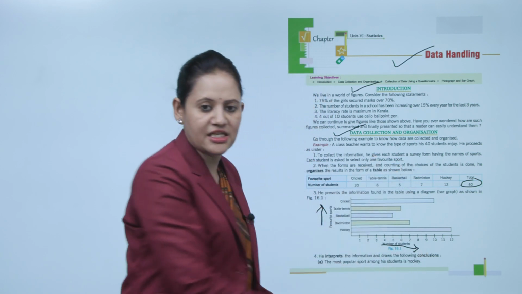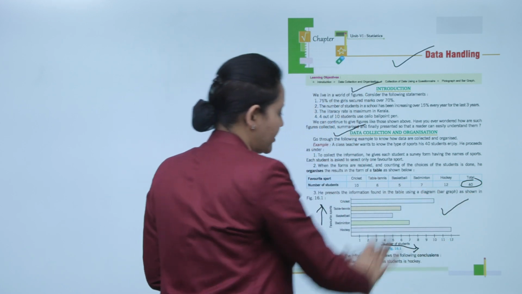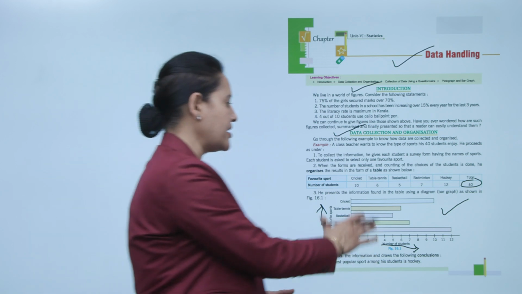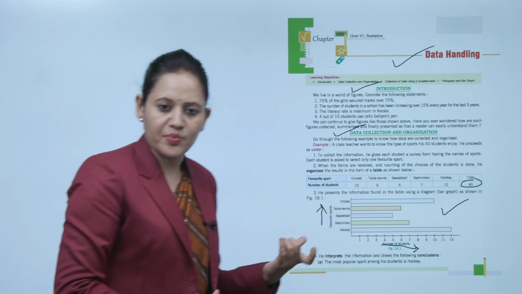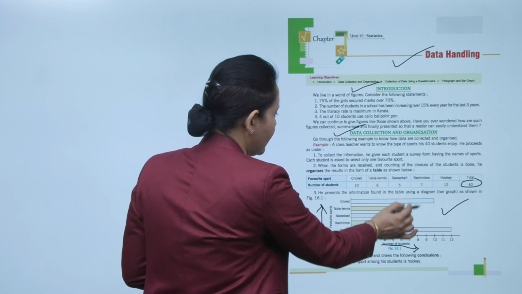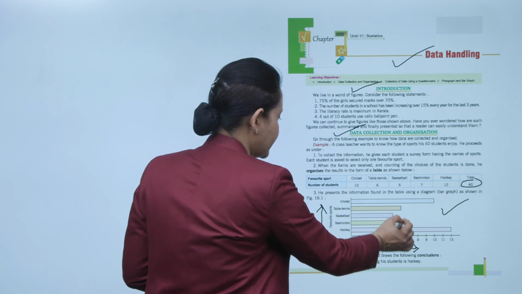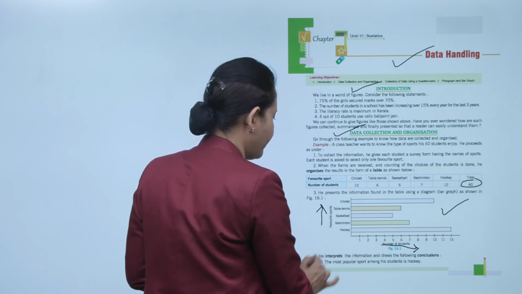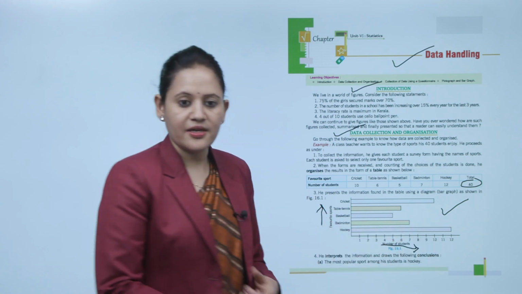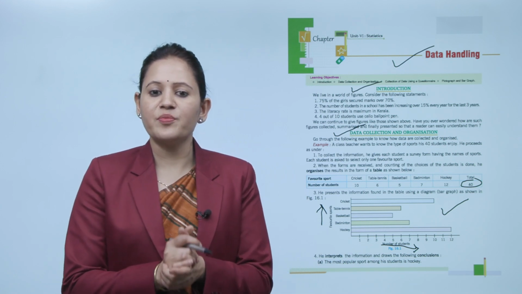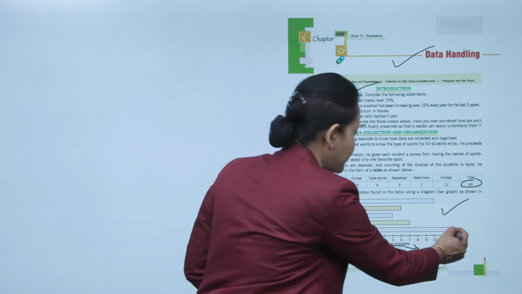So, using this data, they have drawn this bar graph. By using this bar graph, we can find the number of students who like a particular sport. Like cricket, we can see the number of students who like cricket, that is 10. Table tennis, 6. Basketball, 5. Badminton, 7 students. And hockey, 12 students. Clear? So, he interpreted the information and drew the following conclusions. The most popular sport among the students is hockey, liked by 12 students.